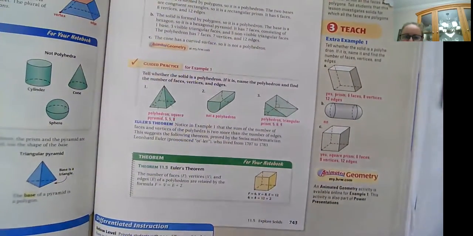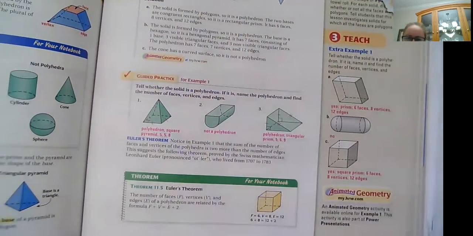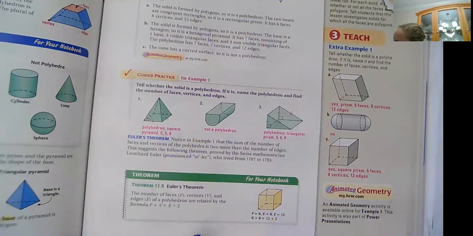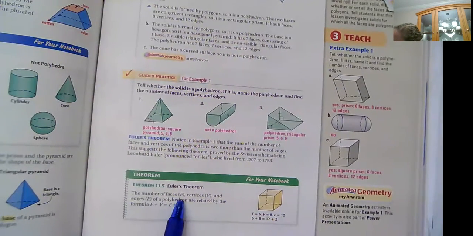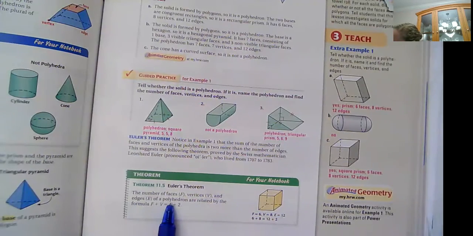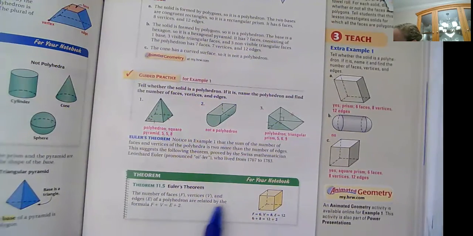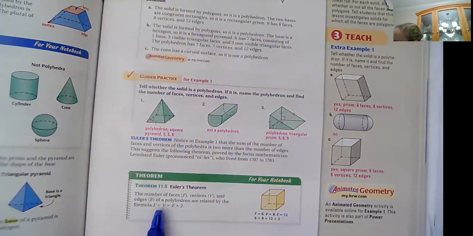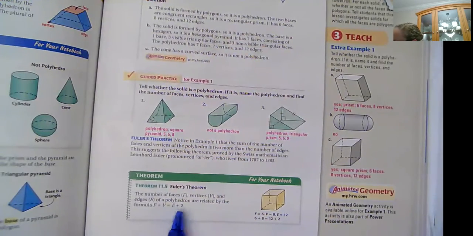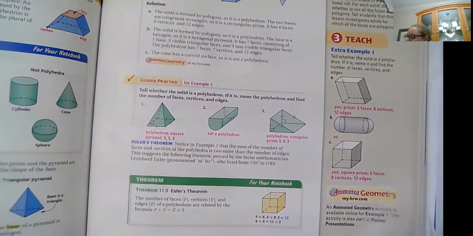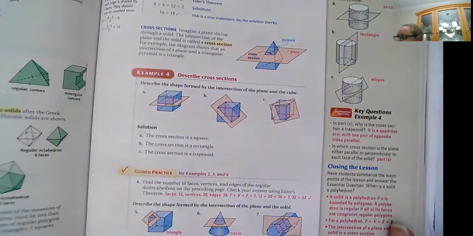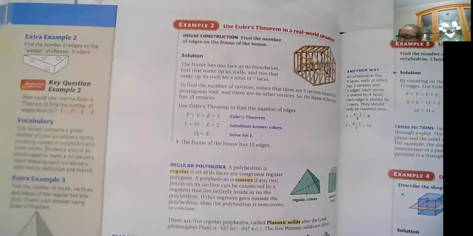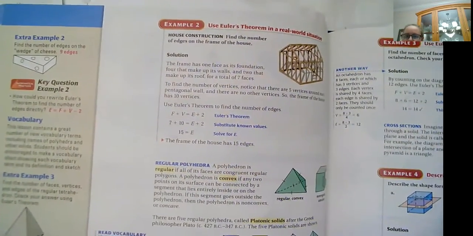Our next theorem is Euler's theorem. What this theorem says is the number of faces, vertices, and edges of a polyhedron are related by this formula. F is for faces, V is for vertices: F plus V is equal to edges plus 2. So now we're going to do example 2. Make sure you put Euler's theorem into your notes.